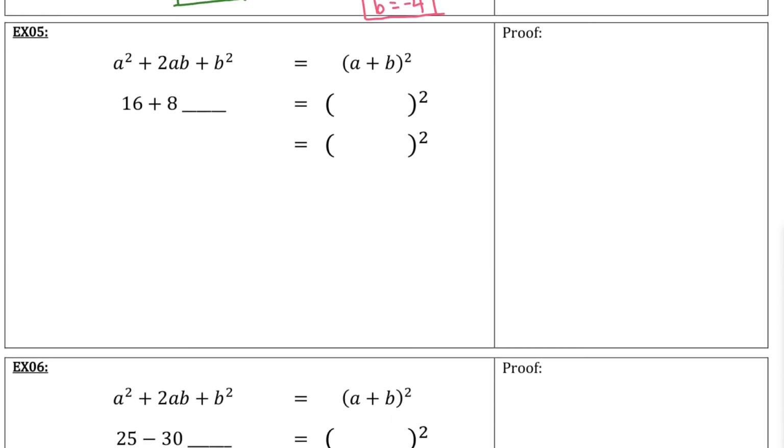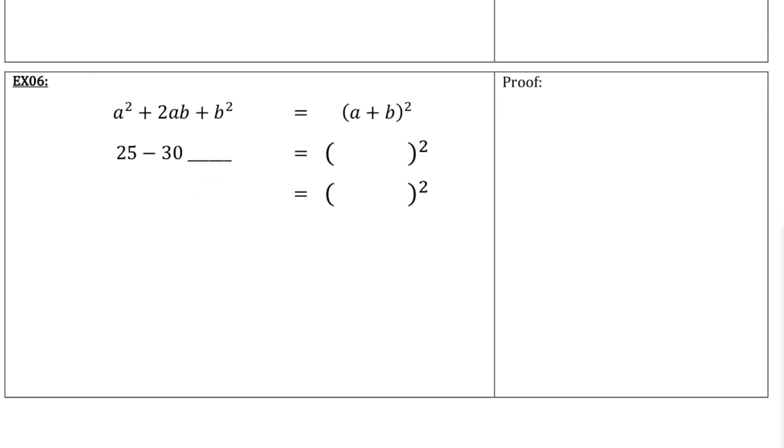Actually, let's just jump to example 6. I don't think I'll need example 5 for now. So we know that a squared is 25. If I take the square root of a squared and 25, I get that a can be a positive or negative 5, because positive 5 times positive 5 is 25, and negative 5 times negative 5 is positive 25.